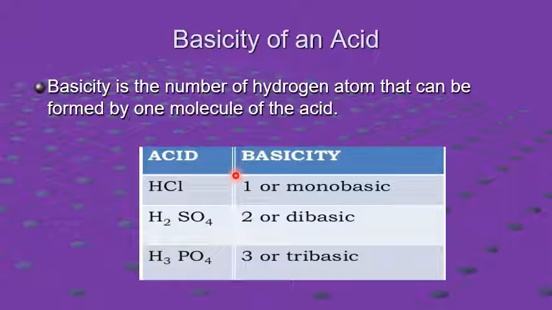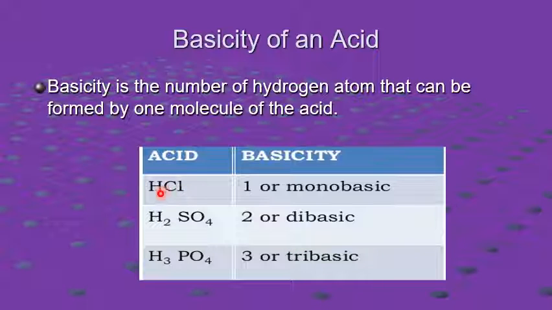About the basicity of an acid. So basicity is the number of hydrogen atoms that can be formed by one molecule of the acid. So basicity is just telling us the number of hydrogens that you have present in your acid. That's it. So you could either indicate it by putting a number for the number of hydrogens, or you could use your prefix. All right, mono for 1, di 2, tri 3, tetra 4.